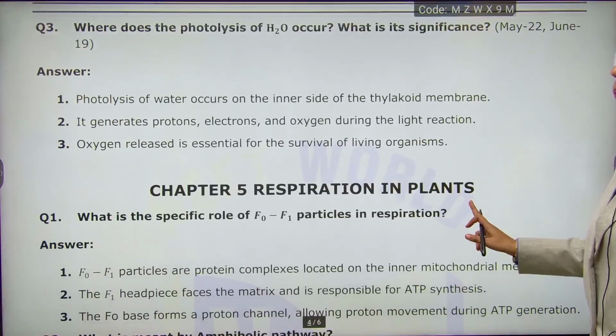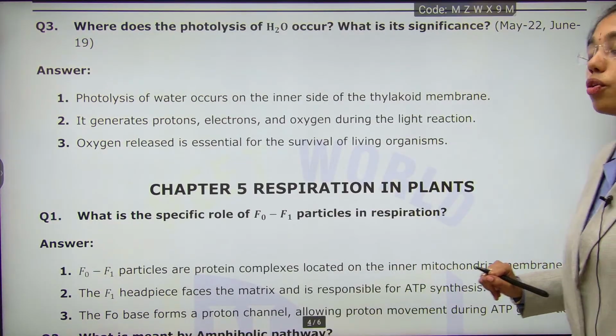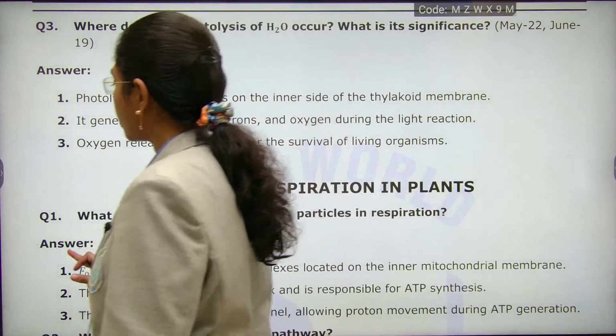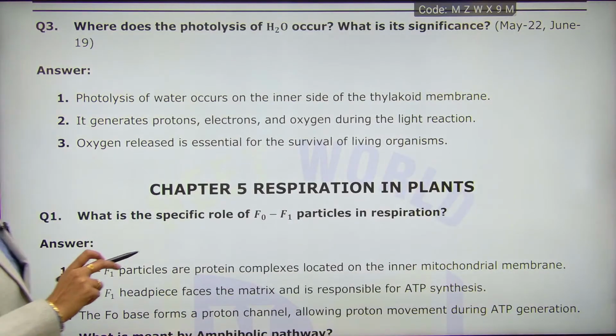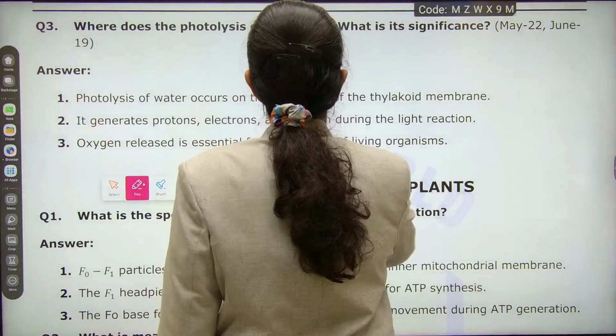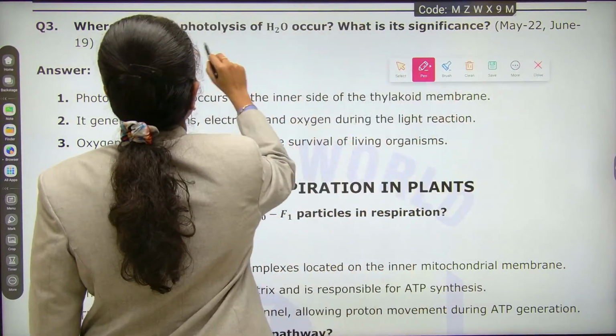Next, where does photolysis of water occur? Photolysis of water occurs in the thylakoid lumen.